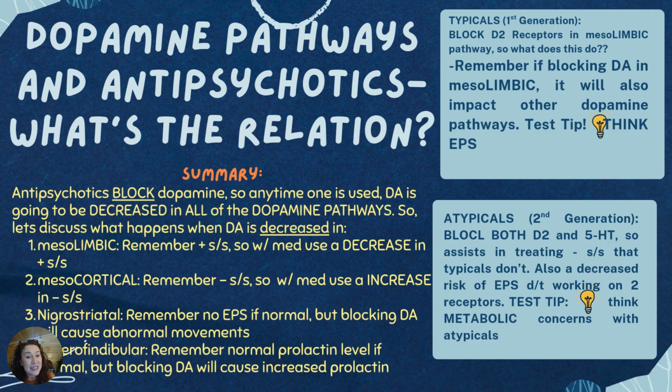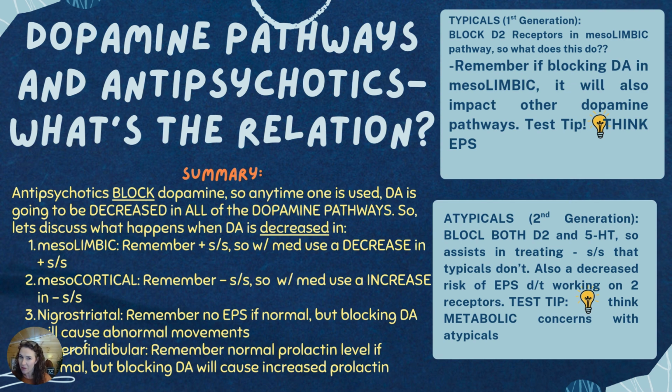So then we decrease our positive symptoms, which is the goal of treating with an antipsychotic in schizophrenia. Mesocortical, think brain, think negative symptoms, negative schizophrenia symptoms. So if we're using an antipsychotic, is it decreasing the dopamine? Yes, it's decreasing. So unfortunately, when we use antipsychotics, sometimes we can actually increase their negative symptoms because we're further decreasing the dopamine in this area, which may already be decreased in schizophrenia in the mesocortical area.